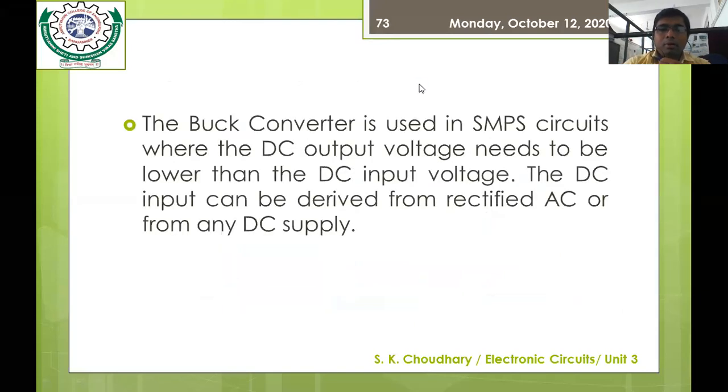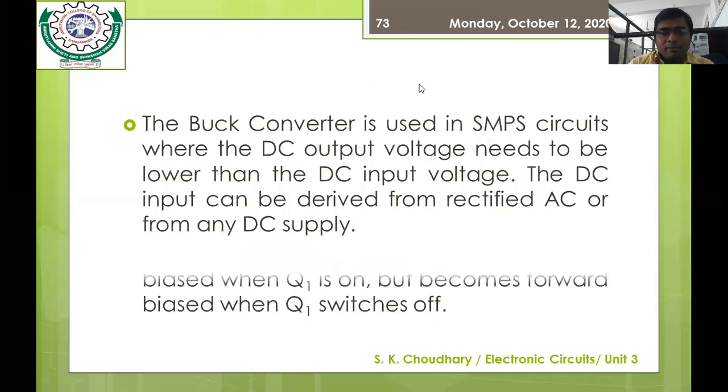Now you have to see that this buck converter is used in SMPS circuits where the DC output voltage needs to be lower than the DC input voltage. Here we are doing DC to DC conversion. The DC input can be derived from a rectified AC or you can use a DC supply directly.